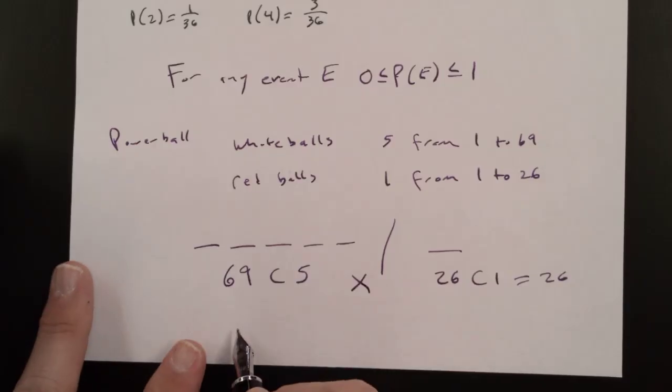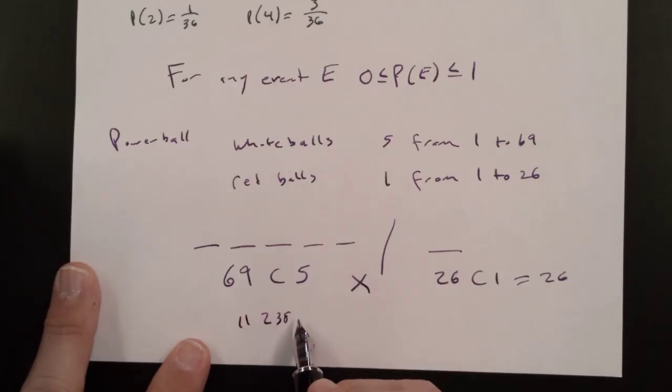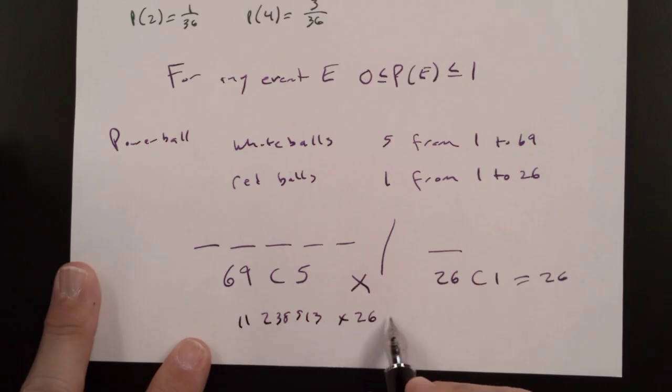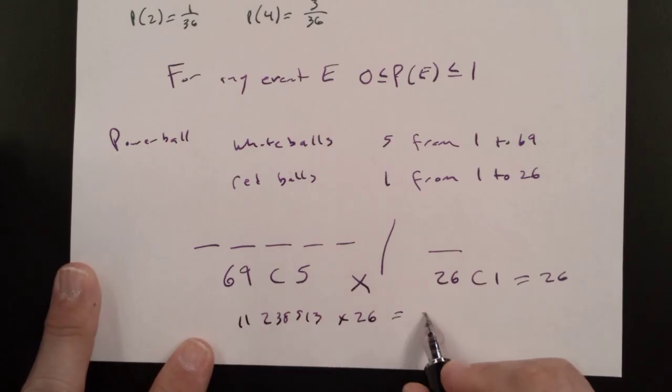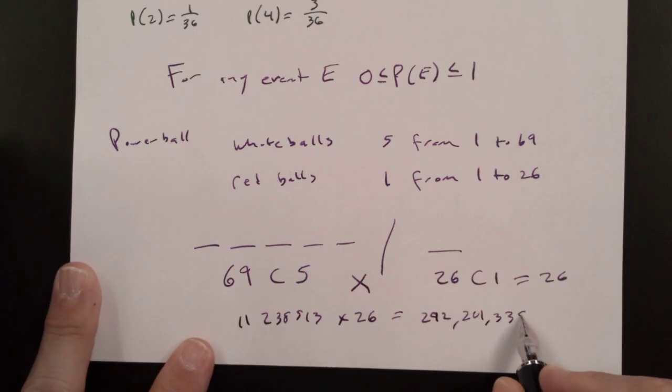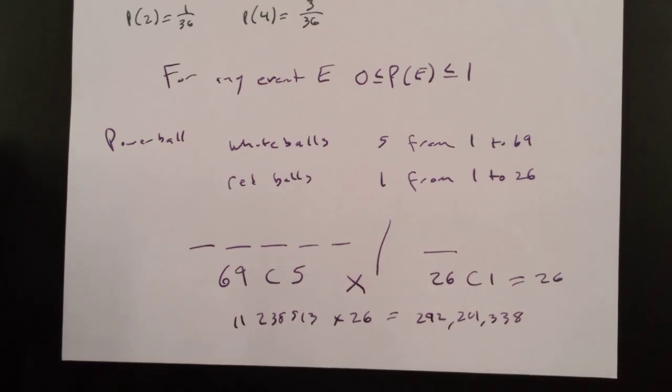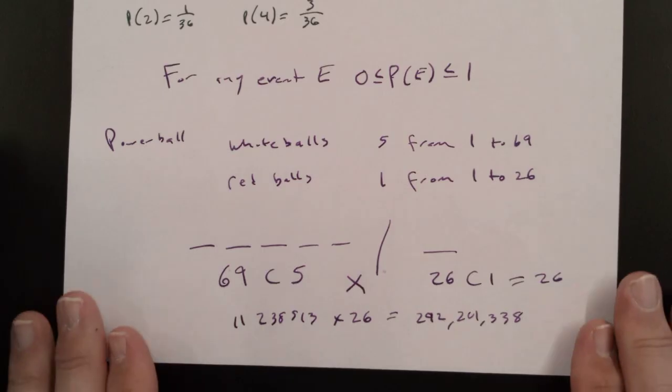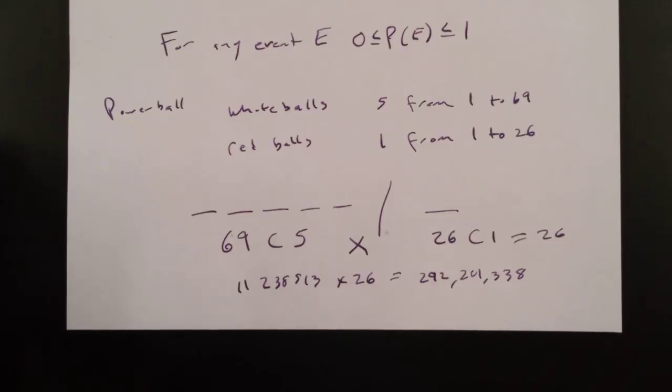By the way, this is not a small number. 11,238,513 times 26 is 292,201,338 possible lottery tickets in the Powerball. My chance is 1 in 292 million. Somebody do me a favor. Go to the National Weather Service website and look up the chance of getting struck by lightning.